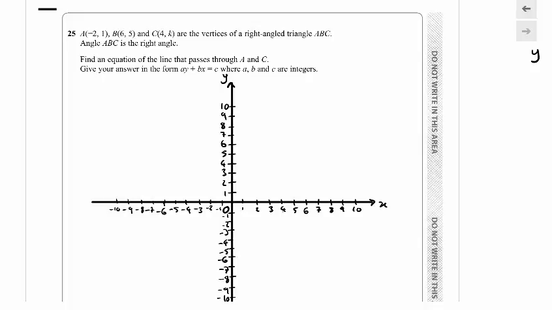So let's just very quickly put my points on. I'm going to have point A at -2, 1, so -2, 1. That's going to be where point A is. I'm going to have my point B at 6, 5, so 6 across, 5 up. It's going to be somewhere about there. Okay, this is just to literally get a feel for the question, and I'm going to have my point C.